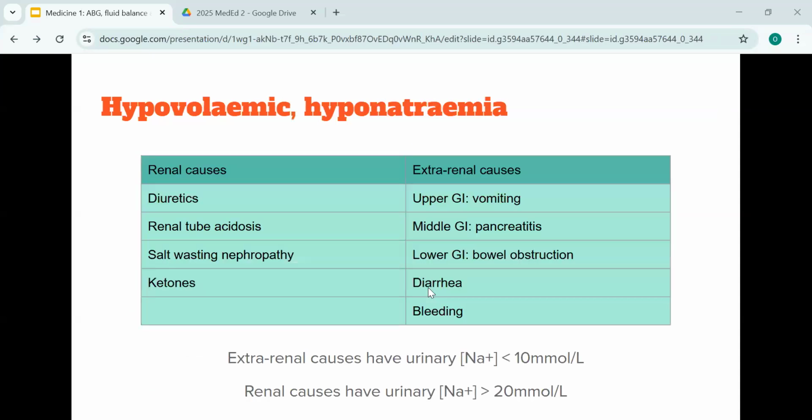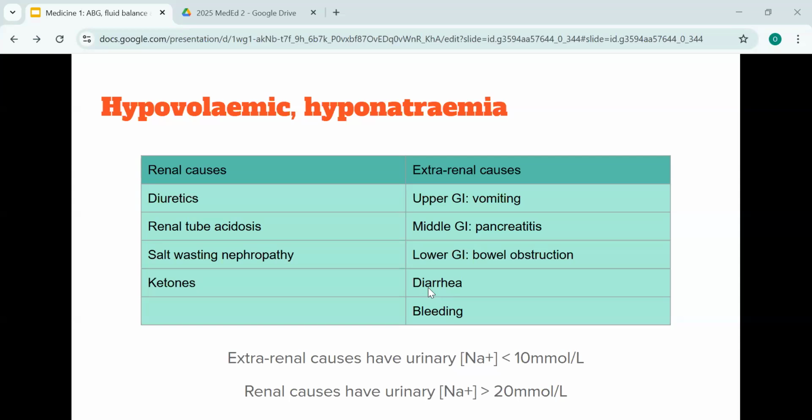So some of these causes of hypovolemic hyponatremia with a hypoosmolar state. You can differentiate between whether there's a renal cause or an extrarenal cause by looking at the urine sodium, because that helps to tell you whether the kidneys are able to maintain their normal sodium regulation.